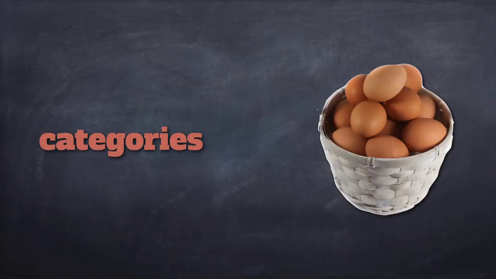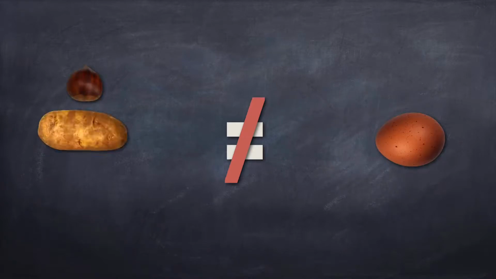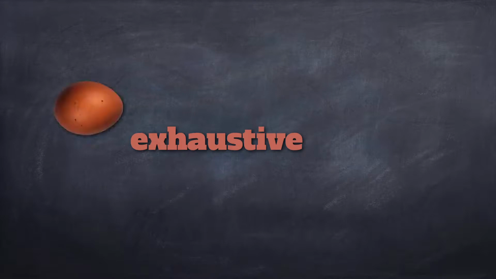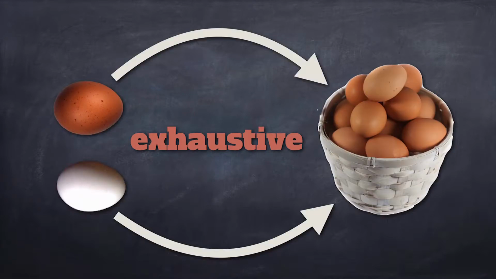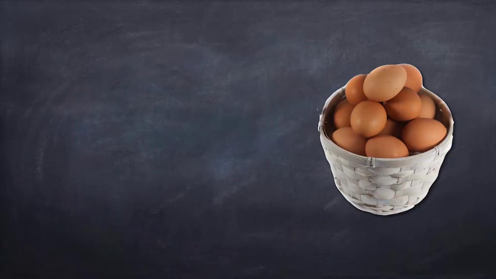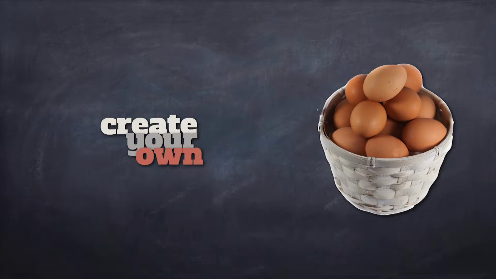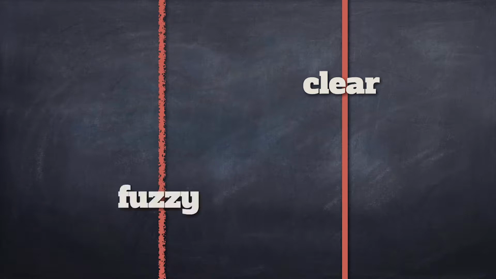When we classify, we pile up similar things into categories that should be mutually exclusive and as exhaustive as possible. We could create the categories ourselves. A category's traits should establish clear boundaries between each other, but the truth is that category boundaries tend to be quite fuzzy.